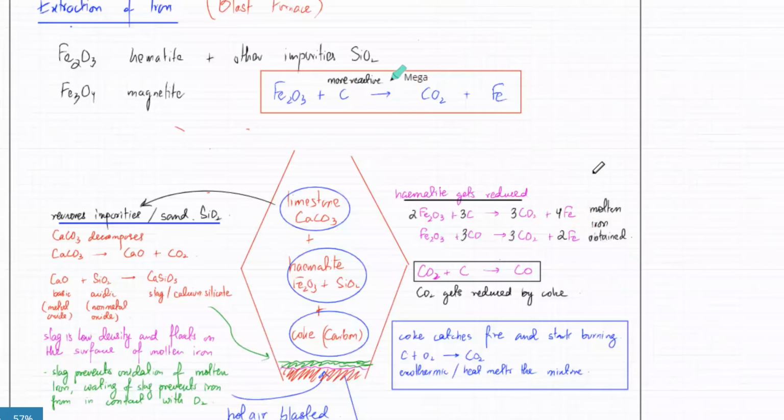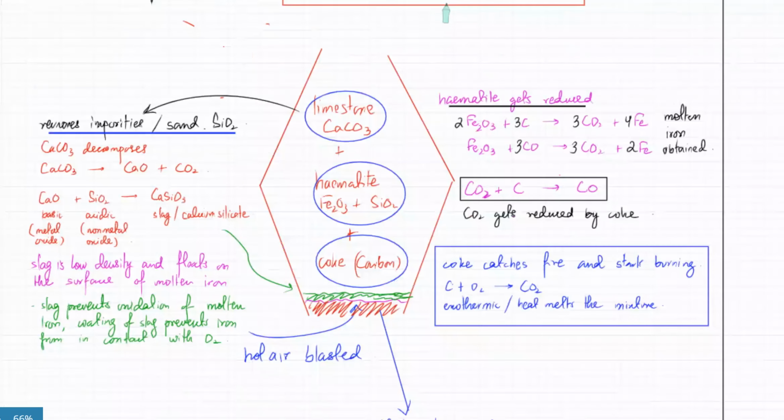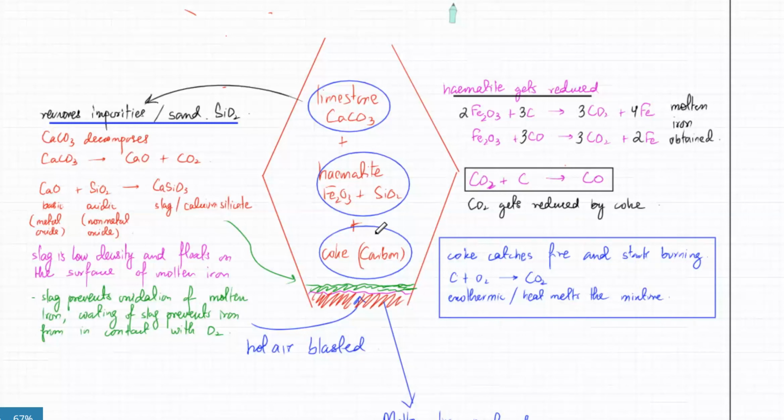The whole process was done in a blast furnace. What you did was you added hematite with carbon, which is in the form of coke, which is a type of coal that contains a lot of carbon. Hot air is blasted, and the coke catches fire. The coal starts burning up. The carbon in the coal starts reacting with oxygen and starts producing carbon dioxide, which is a very exothermic reaction, and a lot of heat is produced, and this heat melts all the mixture.